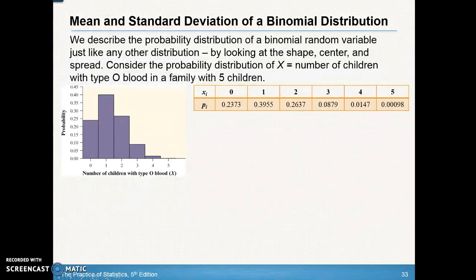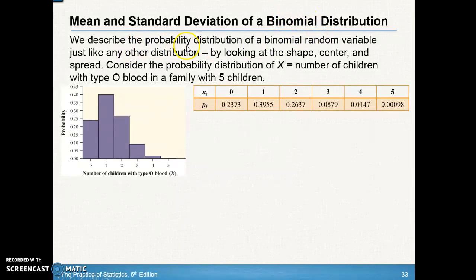Okay, so now let's take a look at the mean and standard deviation of a binomial distribution. We've been doing this. We took a look at normal distribution. We always describe the center and spread by the mean and standard deviation. We took a look at random variables in the last section, the mean and standard deviation of the random variables. So a binomial distribution is also going to have a mean and standard deviation so that we can describe the center and the spread of a binomial distribution.